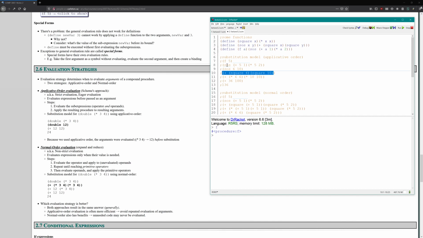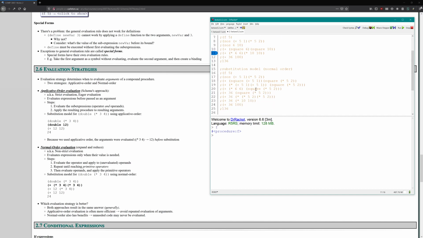It works a lot more like arithmetic, where before we do this function, we need to figure out what the values of that function are. It just seems sort of how we typically think about these combinations anyways. Applicative order also has some advantage in that it can avoid some repeated evaluations.